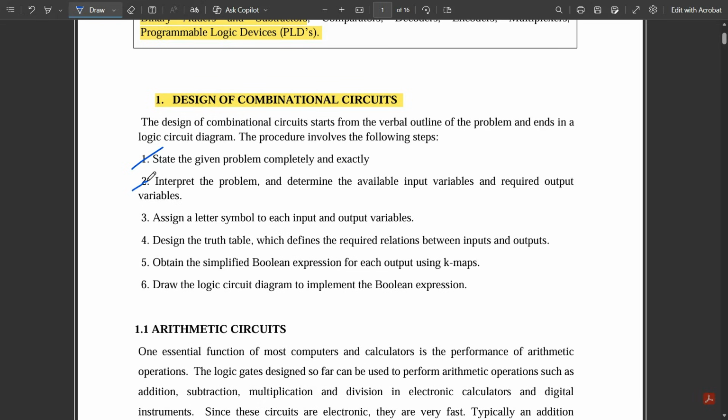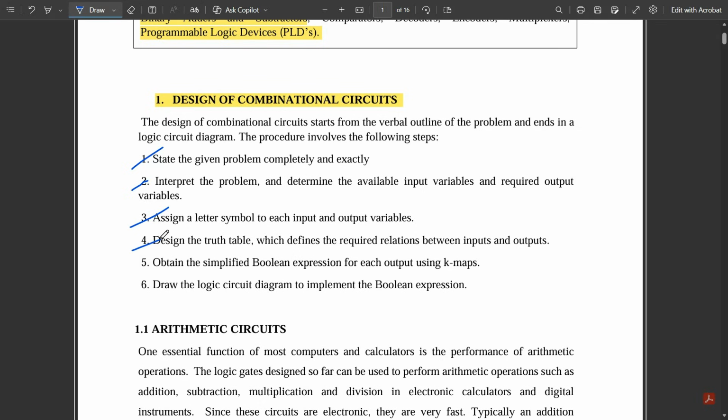Okay, second step, interpret the problem and determine the available input variables and required output variables. Third step, assign a letter symbol to each input and output variable. So in order to represent which is input and output, we should assign a particular symbol to them so that they would be separately called the set of inputs and outputs.